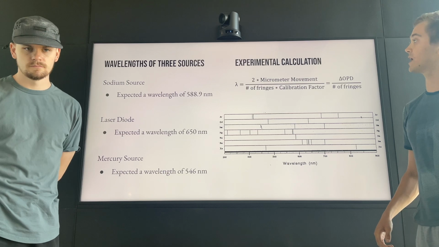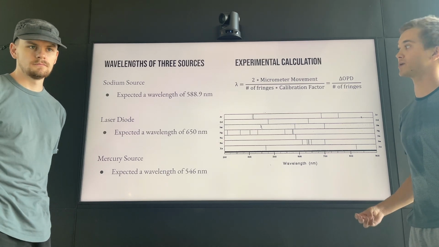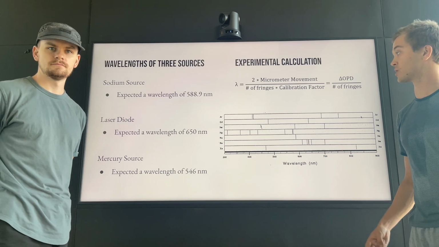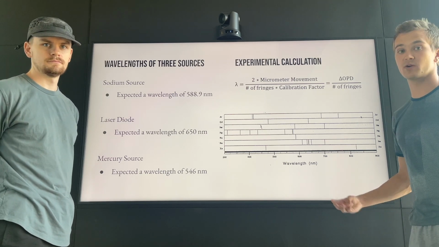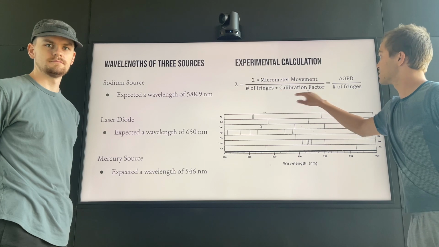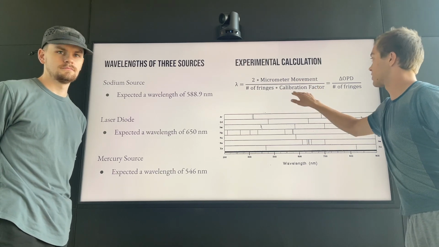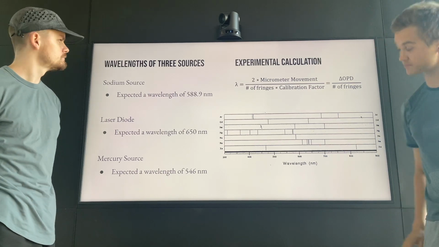So for part B, we had 3 different sources: a sodium source at 588.9 nanometers, a laser diode at 650 nanometers, and a mercury source at 546 nanometers. Then we were able to find these wavelengths experimentally using this equation here, which is a function of our micrometer movement, how many fringes during that micrometer movement, and our calibration factor from the previous slide.